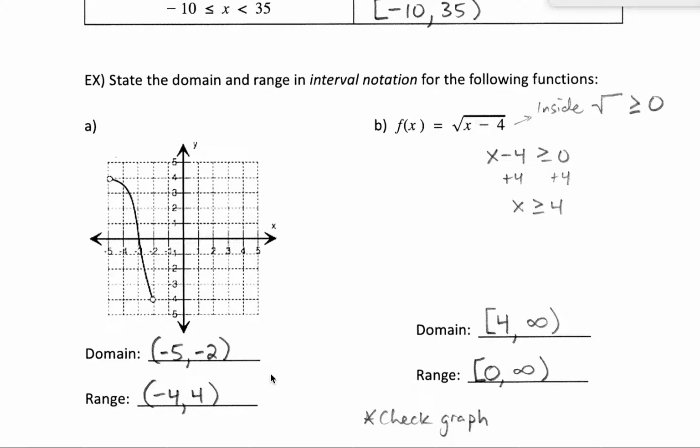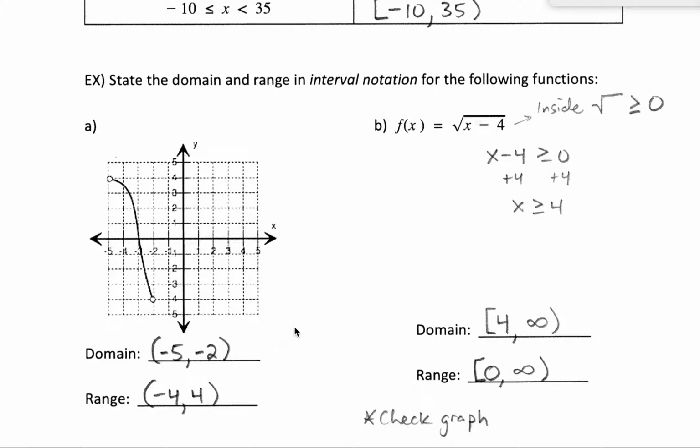The range is talking about the outputs, or y values, that are given when we use this domain or those inputs. So again, I like to trace the top of my graph over to the y-axis and the bottom of my graph over to the y-axis. And then I know I'm talking about values that are in between those 2 points on my y-axis. So we're going from -4 up to +4. And again, we're not including either of those values, so we're going to use parentheses for both values.